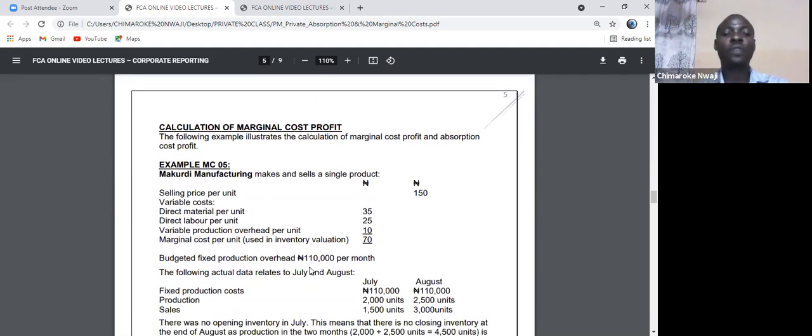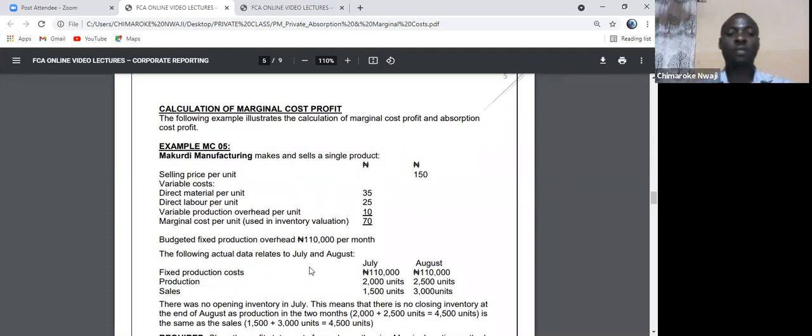Calculation of marginal cost profit. How do we calculate marginal cost profit? Now we are going into the nitty-gritty. We are going into the main calculation now. They said the following example illustrates the calculation of marginal cost profit and absorption cost profit.